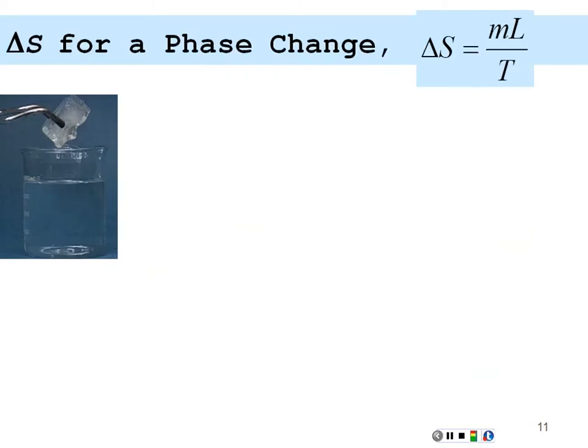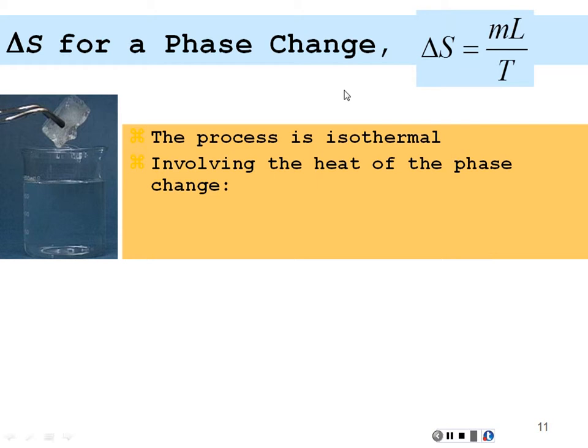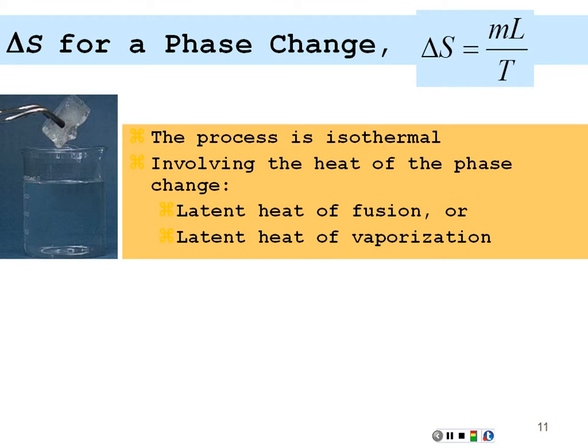The change in entropy for a phase change is the heat associated with that phase change at the temperature at which the phase change takes place. So it's an isothermal process. We can prove this. We're going to involve the heat of the phase change itself, either the latent heat of fusion or the latent heat of vaporization, depending on which phase change we're going through, solid to liquid or liquid to gas.